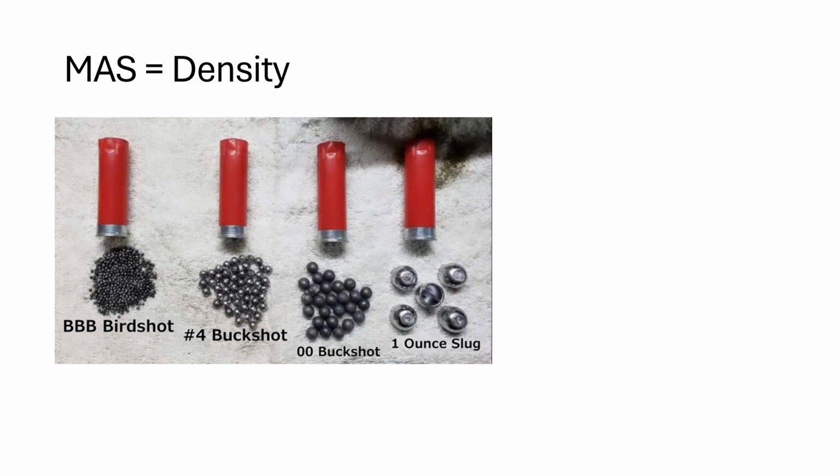So a shotgun shell could have birdshot. You can see how there's many different photons in there, as opposed to buckshot, which has a little less, or double aught buckshot, which has less, and slugs, which has, of course, just one. So MAS would be how much shot you want to put into your bullet.